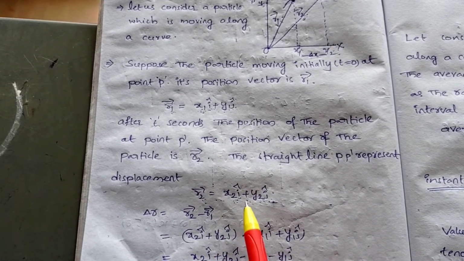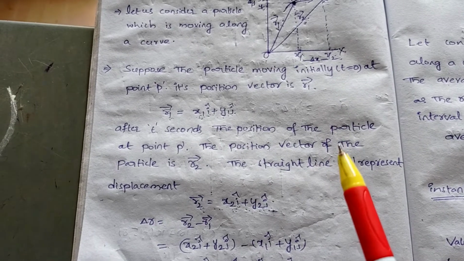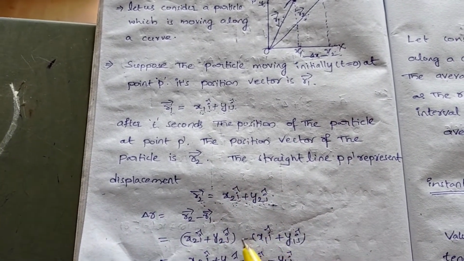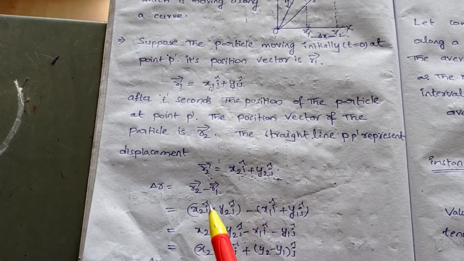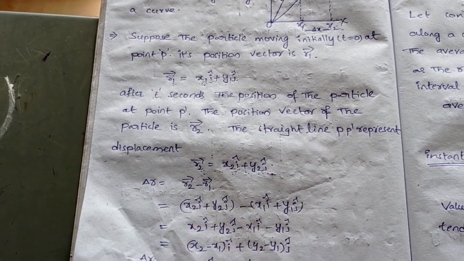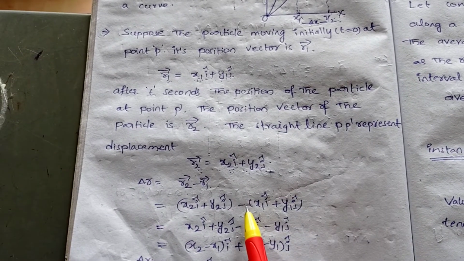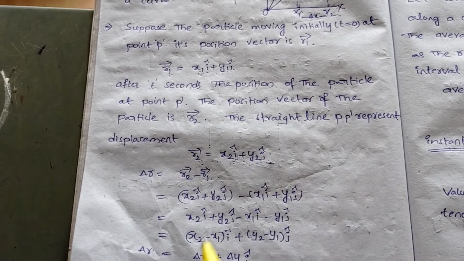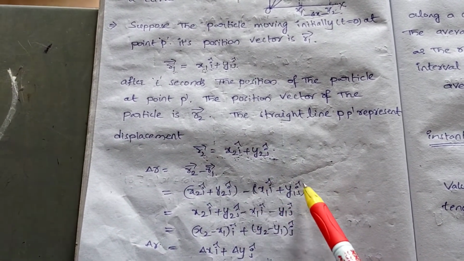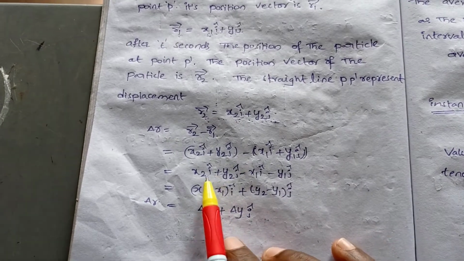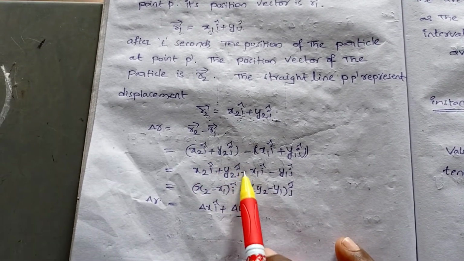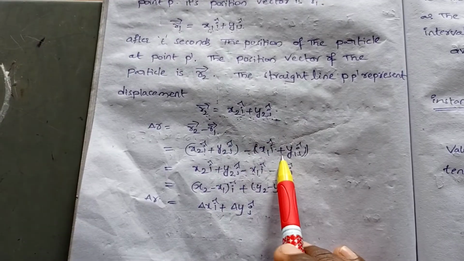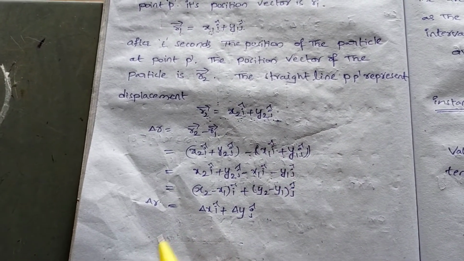What is r2? R2 is the position vector finally. The r1 is the initial position vector. If we subtract these two, what is r2? x2 i cap plus y2 j cap minus, what is r1? x1 i cap plus y1 j cap. Since we have a minus sign, I have taken the bracket. Now x2 i cap plus y2 j cap minus x1 i cap minus into plus minus y1 j cap.